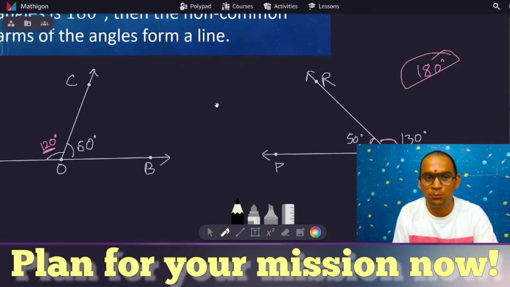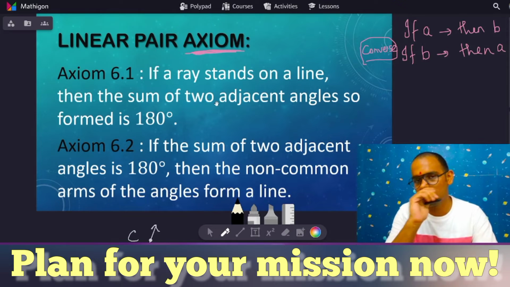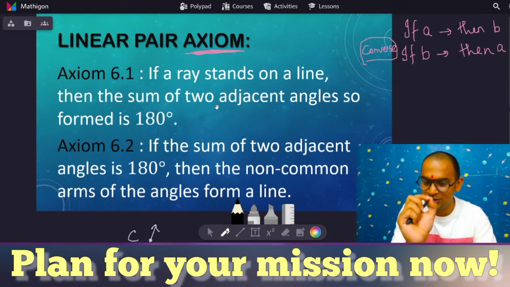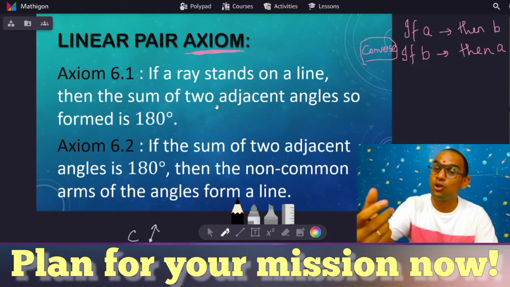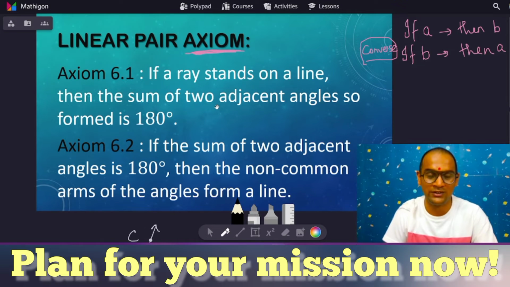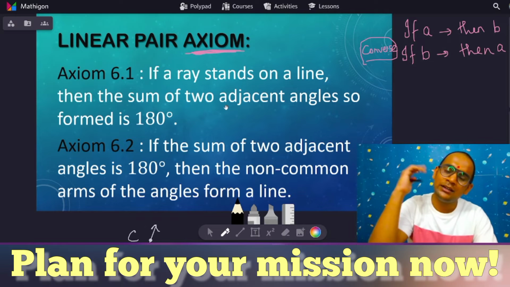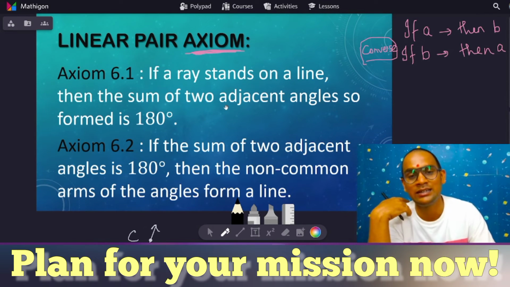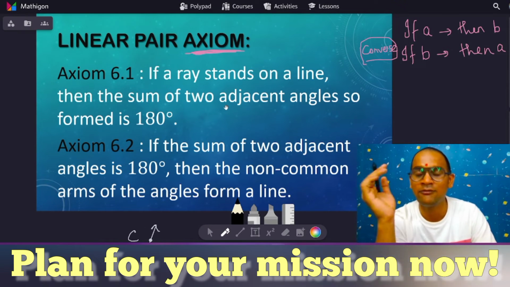I hope both the axioms are clear. Both the axioms mean the same, but they are converses of each other. It has been introduced as a converse because it is important for you to understand that sometimes the converse is true, and at other times the converse need not be true for a particular statement in mathematics. For this linear pair axiom, the converse is also true, and that's why it's been taken as an axiom. If it's not true, we do not take it as a valid statement.